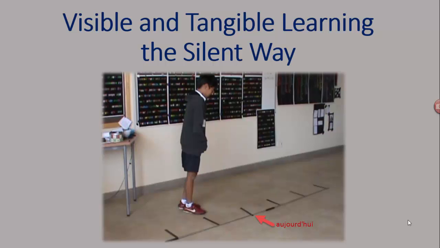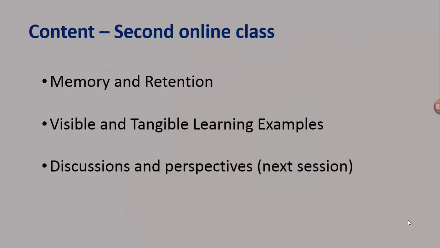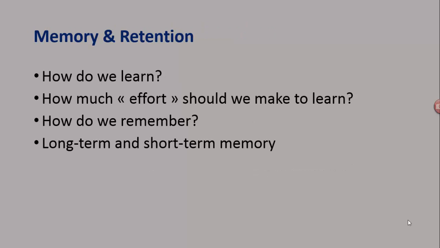So this second session is about visible and tangible learning. Let's get started. It's our second online class and today we're going to look at the difference between memory and retention, what visible and tangible learning is, examples, and a discussion and perspectives. So, memory and retention. How do we learn? How much effort should we make to learn? How do we remember, and what is long-term and short-term memory?